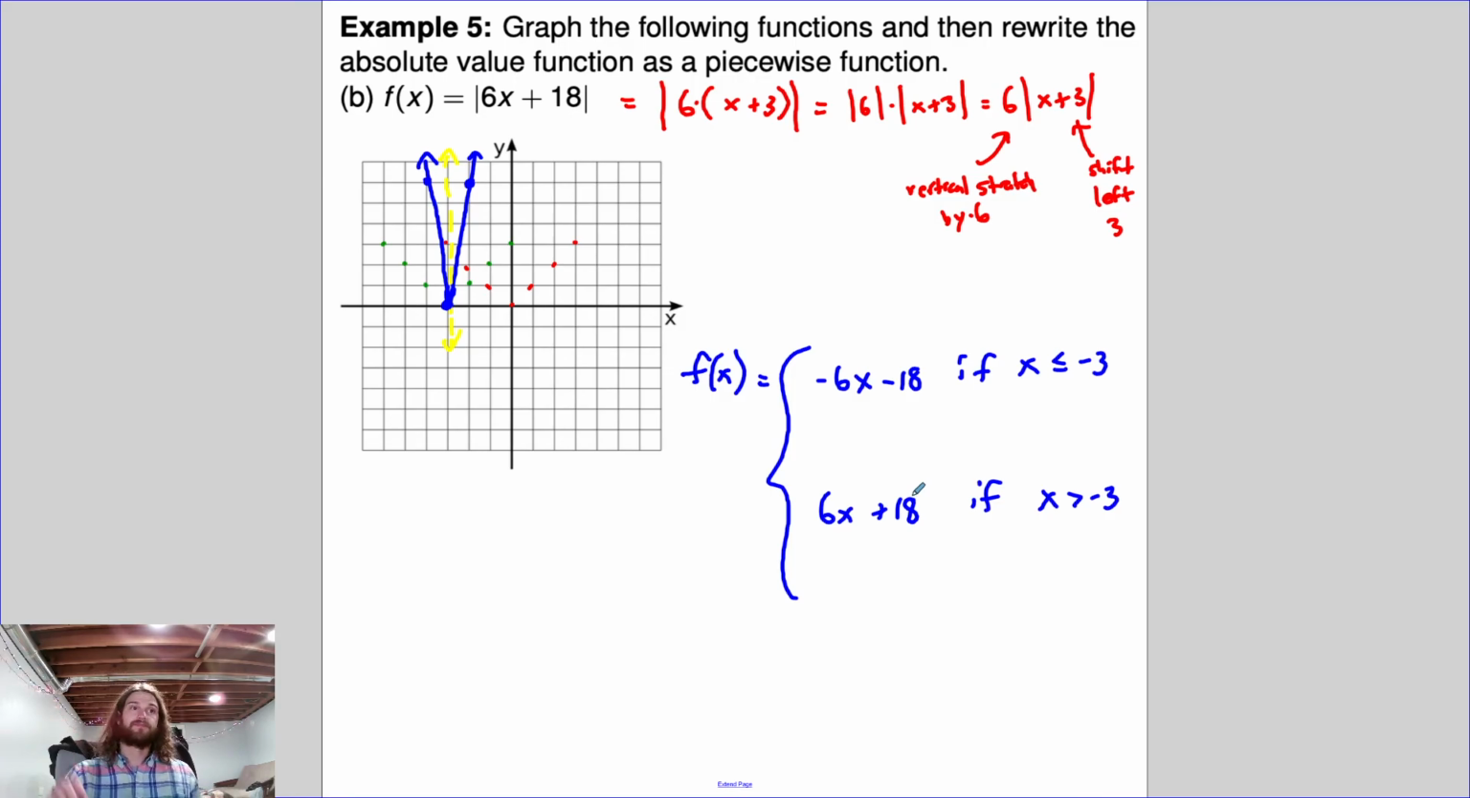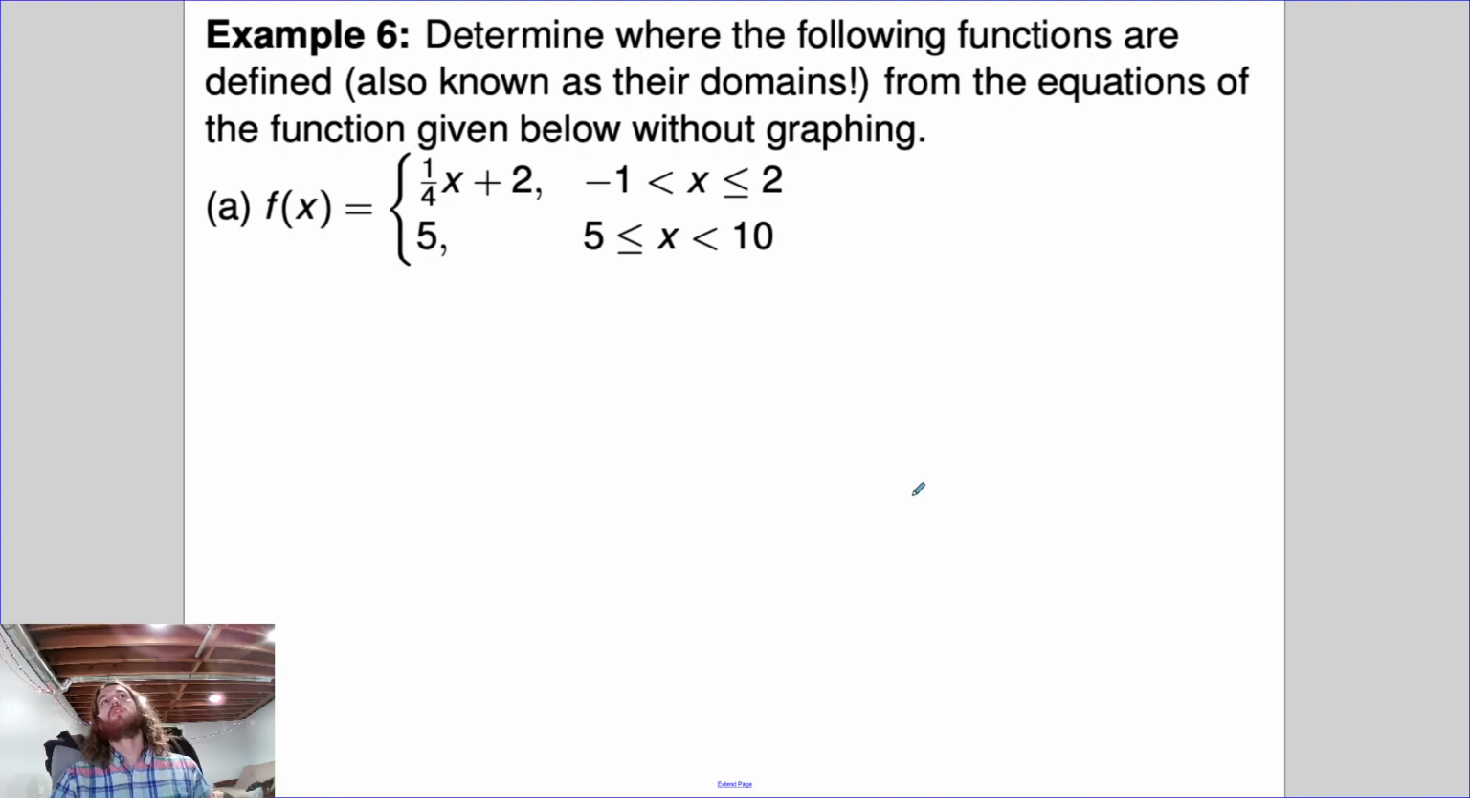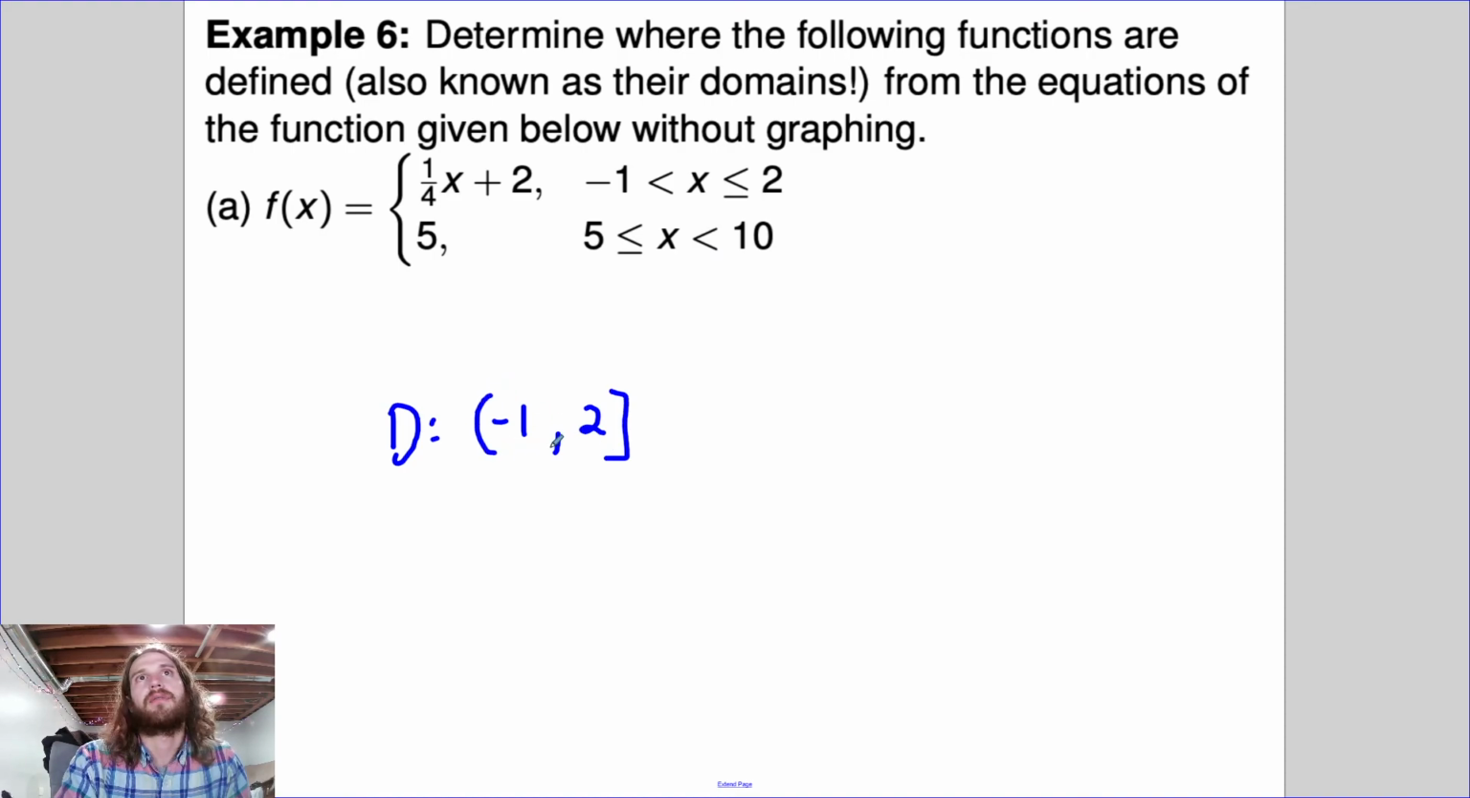There's our function. All right, the last two questions here are just, can you look at a piecewise function and figure out the domain without seeing it? And you should be able to, because you're just taking these inequalities and figuring out what's included and what isn't. And you know what these inequalities are represented by in interval notation anyway. So we actually have two different segments we're looking at. The domain here is from the lower value, which is negative 1, up to 2. But 2 is included, and negative 1 is not. The next interval for our domain is from 5 up to 10. 5 is included, 10 is not.